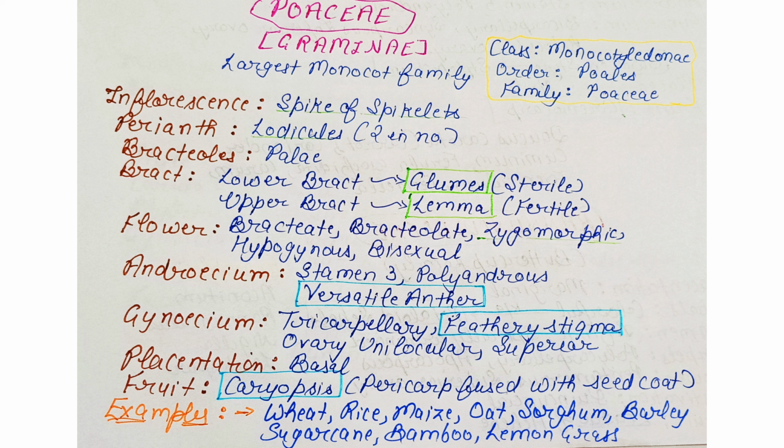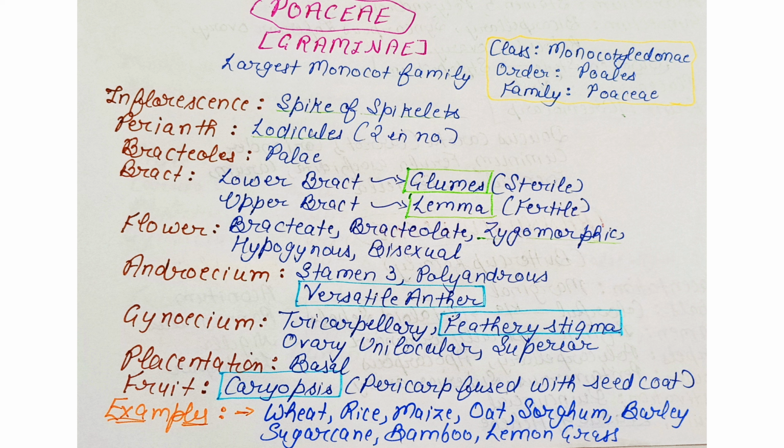Perianth is modified to form the lodicule. The bracteoles are present, known as palea. Two types of bracts are seen. The lower bracts are glumes, which are sterile, and the upper bract is fertile, called lemma. Flowers are bracteate, bracteolate, zygomorphic, hypogynous and bisexual. Stamens are 3 in number. Polyandrous condition is seen. One of the most important features is the presence of the versatile anther.